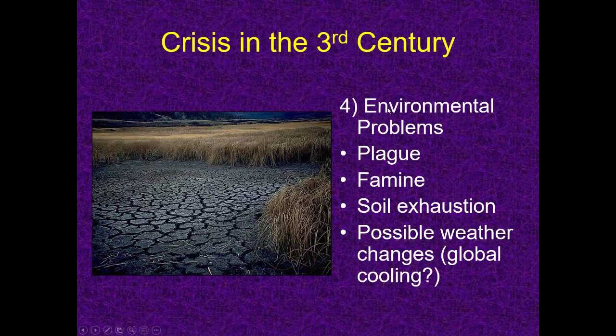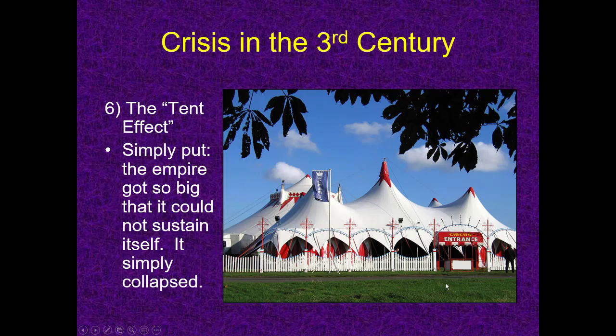So what happens? Environmental problems that the government cannot deal with because it has no money, because people aren't paying taxes. So plague, famine, soil exhaustion. There's also possibly a climate shift happening at this point in time, and the empire continues to fall apart. So we call this the tent effect. The empire had gotten so big that it could not sustain itself under bad management. Sometimes you can get a slate of bad managers, bad rulers, bad governments, and you do fine. But sometimes you get a bunch of bad rulers right when invaders are coming and the weather changes and you have a plague, right? And all this together means that you can't maintain yourself.